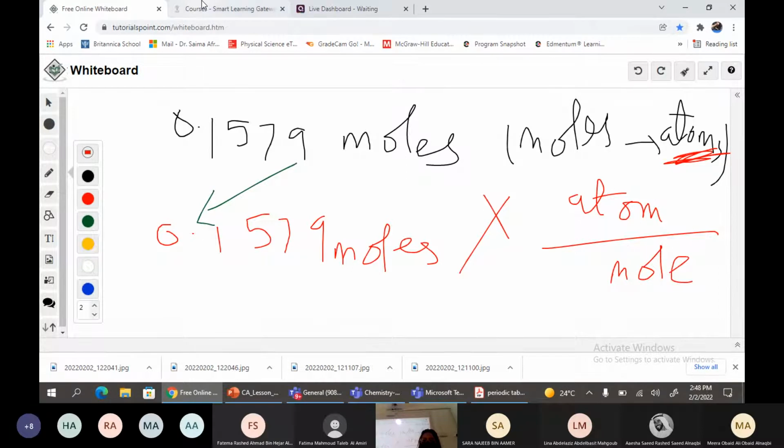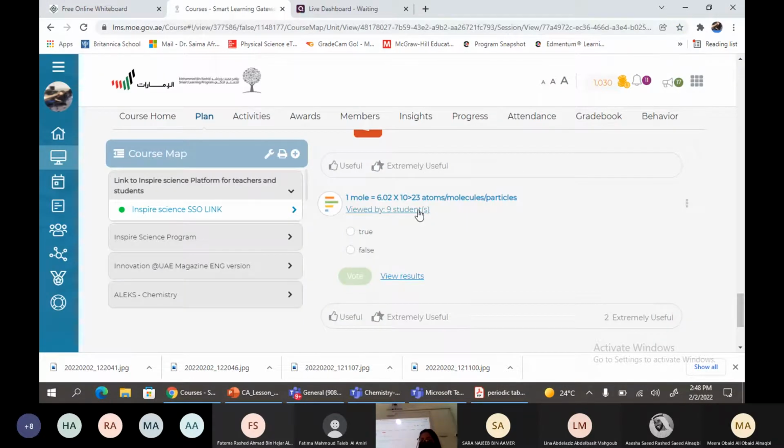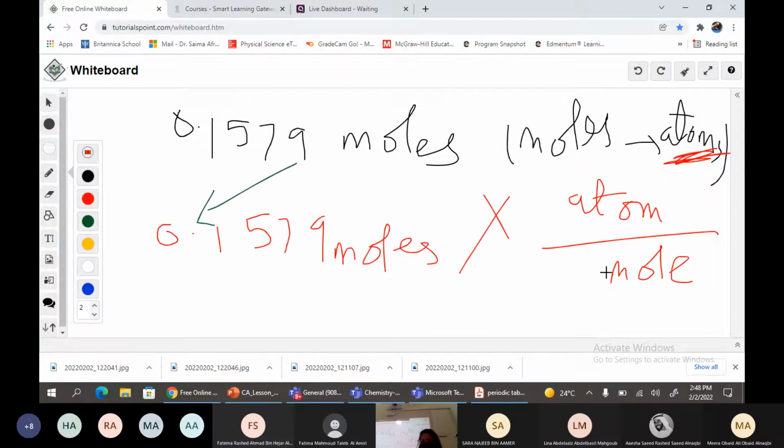And we keep in mind what we did in LMS today, this activity. 1 mole is equal to 6.02 into 10 raised to the power 23. We take this statement here. So 1 mole is equal to 6.02 into the power of 23 atoms. We always know that this unit cancels with the unit of the denominator, and you're left with the unknown unit only. So 0.1579 times Avogadro's number divided by 1. What is the answer? Meera.